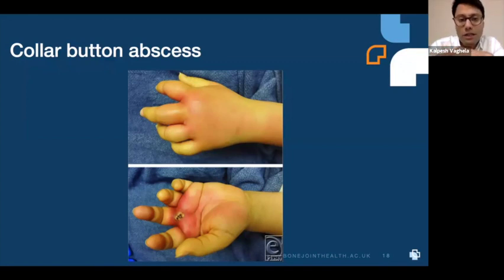So what you really need to do here is drain both sides of the abscess to try and get to all of the different spaces. So that's quite a nasty and specific infection that you can get.